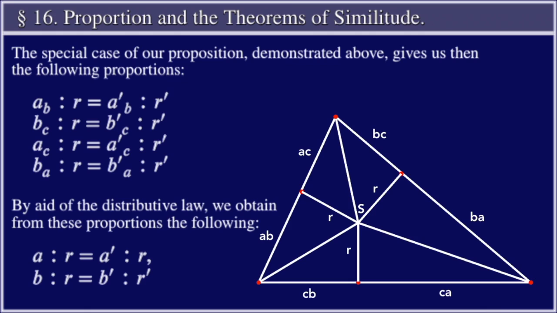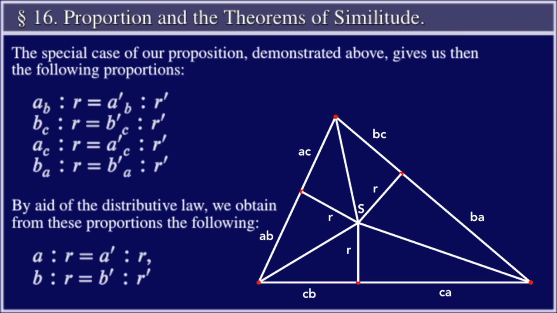The special case of our proposition demonstrated above gives us then the following proportions. A sub B is to R equals A' sub B is to R'. B sub C is to R equals B' sub C is to R'. A sub C is to R equals A' sub C is to R'. B sub A is to R equals B' sub A is to R'.